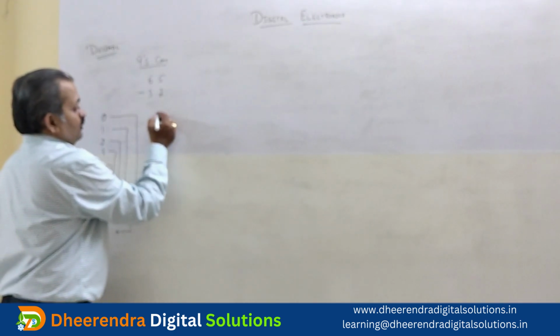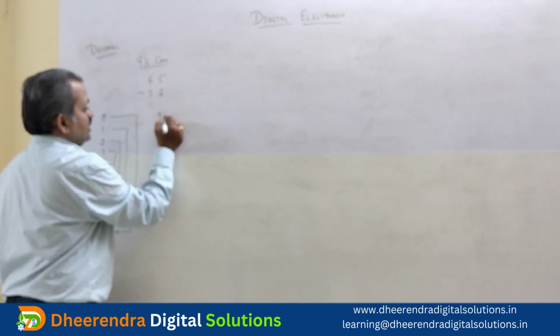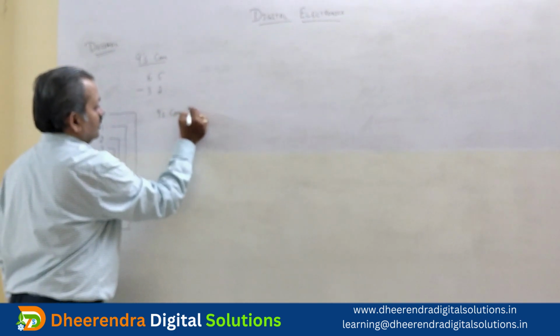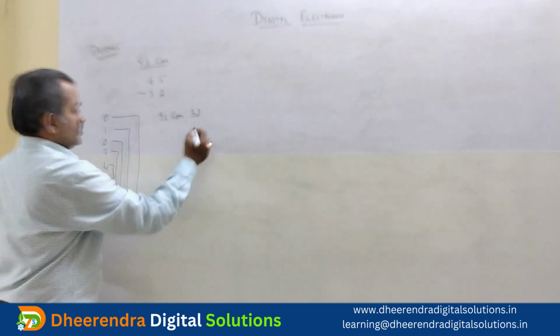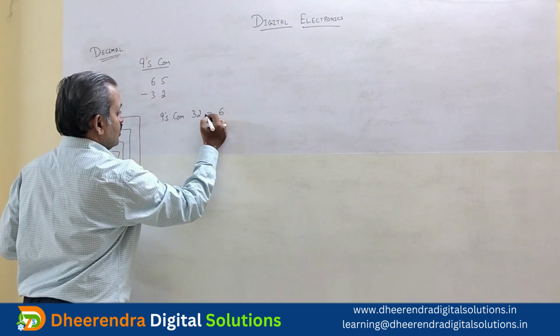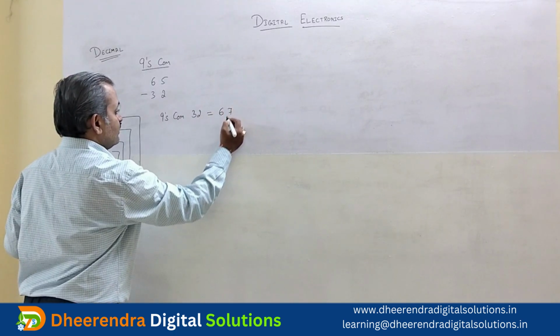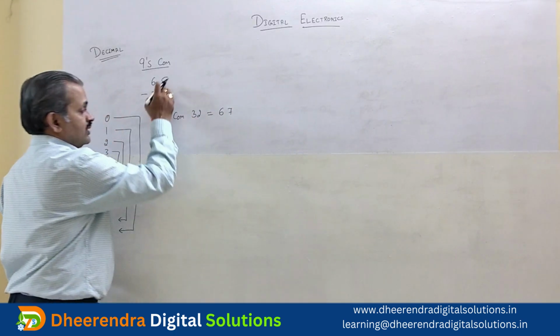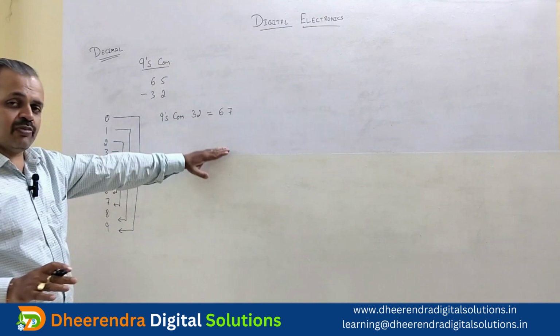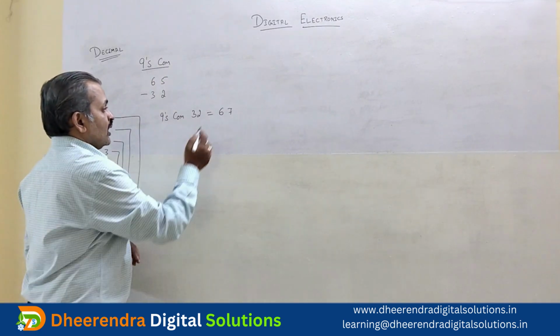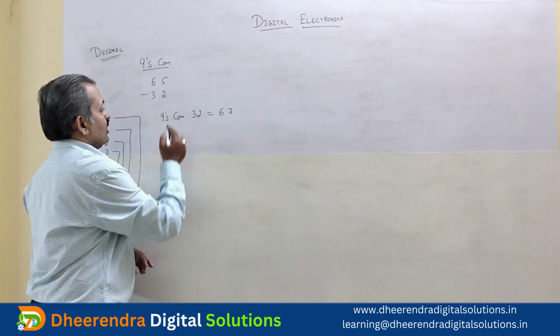Now, we need to first find 9's complement of 32. 9's complement of 3 is equal to 6 and 9's complement of 2 is equal to 7 to the base 10. Since it is base 10, we are not writing anything. If nothing is being specified, that means we presume that it is base 10. So 67 is what we have got.